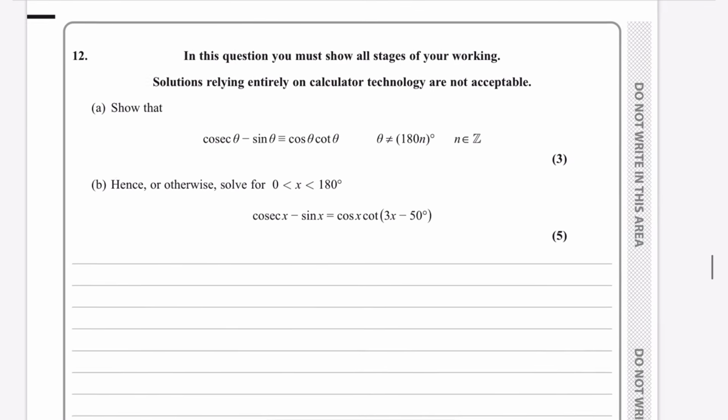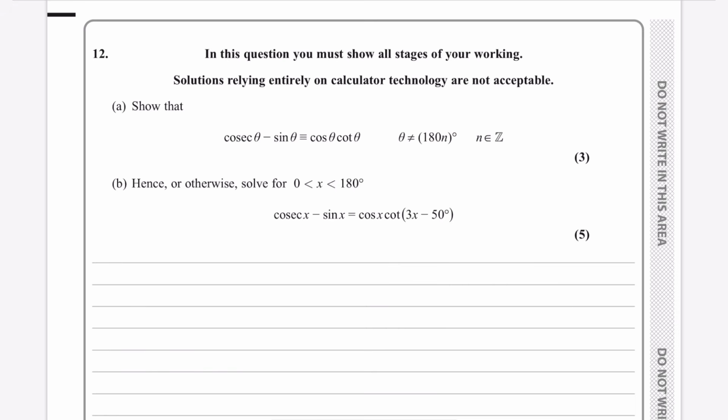Okay, we are now on to question 12. Question 12, show that cosec theta minus sine theta is cos theta cot theta. I actually think this is a really difficult exam. Okay, so I'm also going to put in the description what the grade boundaries were, so that you can get an idea of how many marks you could sacrifice when you're actually doing this.